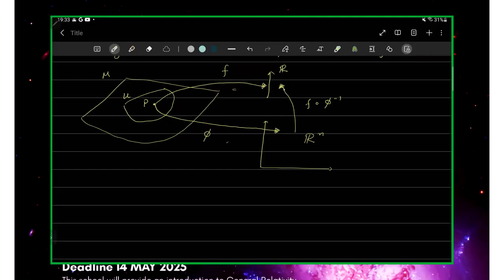Can anybody tell me why this is the inverse map and not just f composite of phi? In general, I would think that, okay, if the composition is to take place, the composition should be f composite phi. But why is it not that? And why is it f composite of phi inverse? Can anybody tell me?